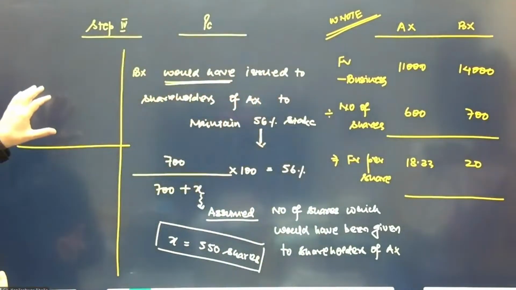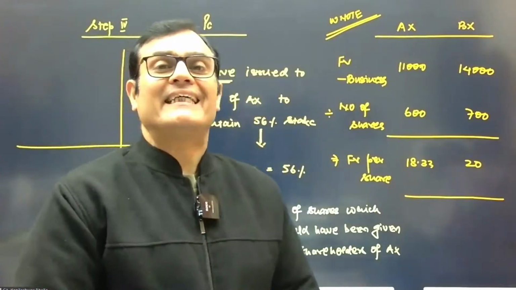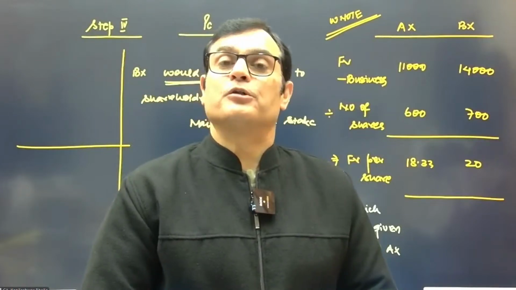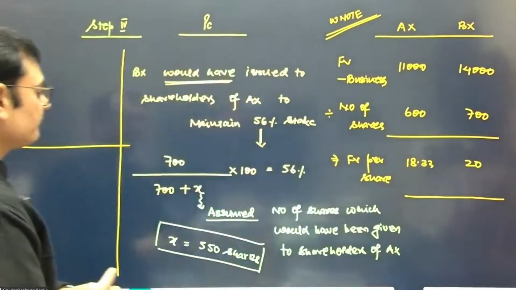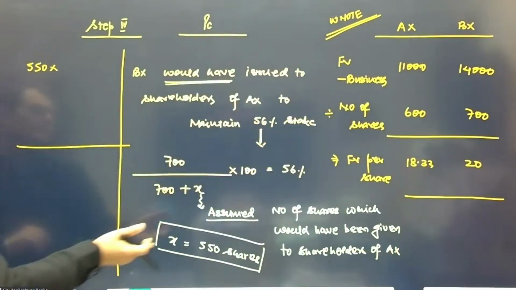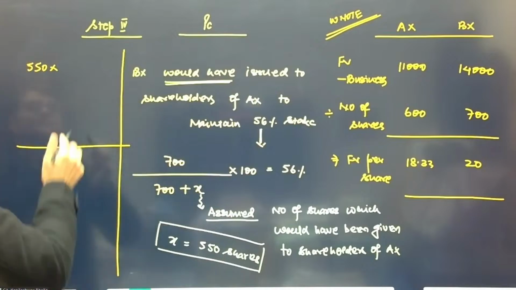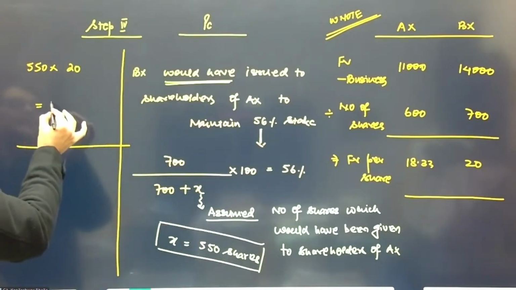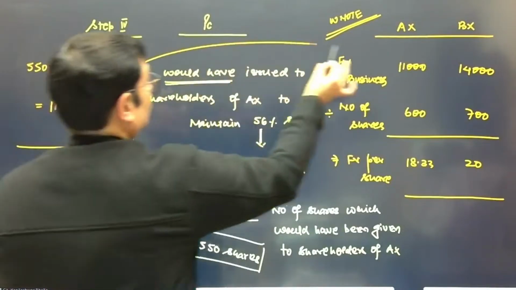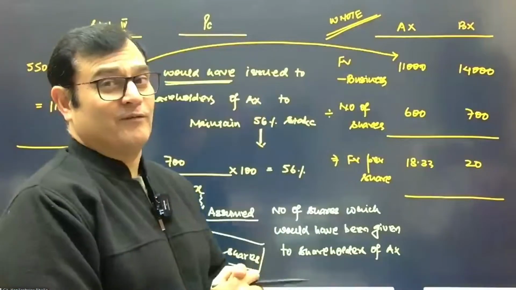Okay, so let's come to the two alternatives now. Tell me, how many shares would BX have given to the shareholders of AX? 550 shares, yes, sir, that's what you calculated. Into what is the fair value of BX? 20. That is coming to 11,000. By the way, if you notice, this is equal to this 11,000. By chance, or is it on a logical level?